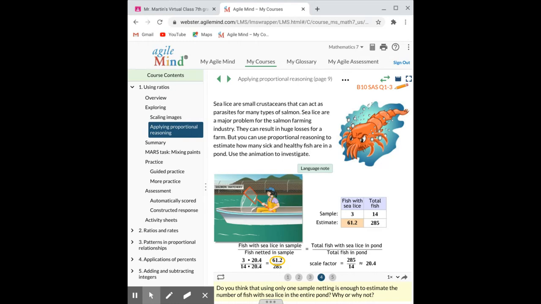Yes. Yes, sir. All right. Do you think that one sample is enough to estimate the number of fish with sea lice in the entire pond? Yes, sir. All right. So we're going to see if it makes a difference if we get a good number of samples so that we can get an average and see if this estimate is close to the amount that we find after doing 5 samples, okay? So everybody's going to be on page 39 in their workbook, and we are going to write down each trial that we have.